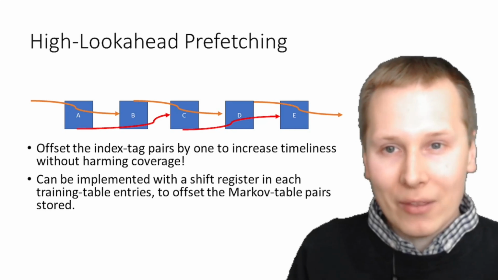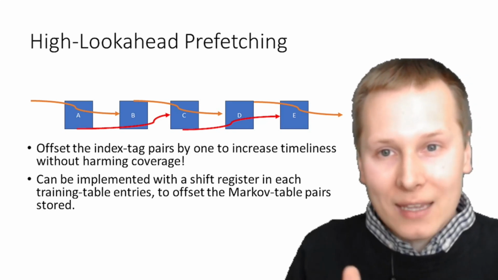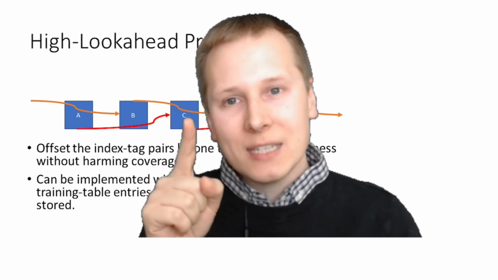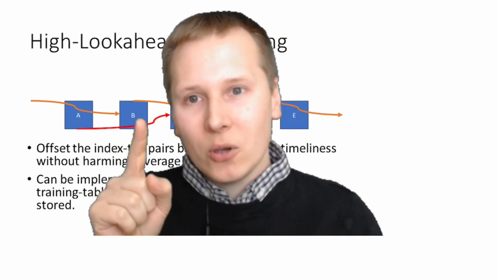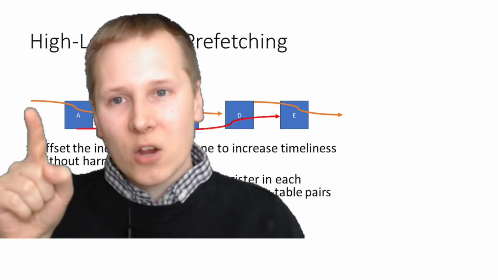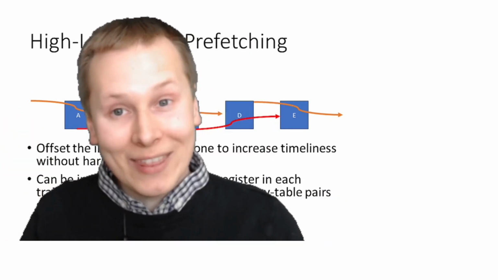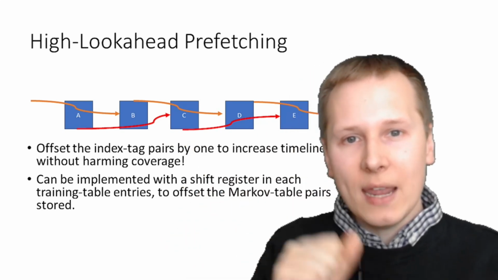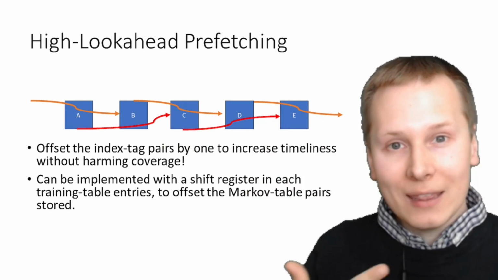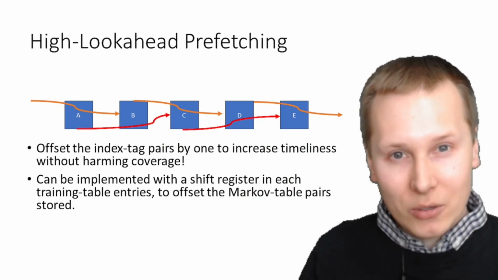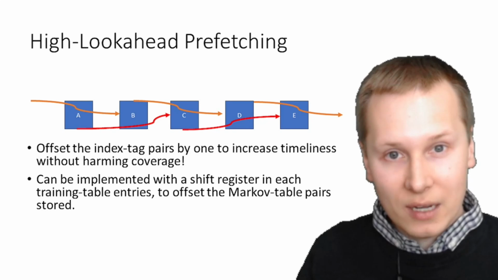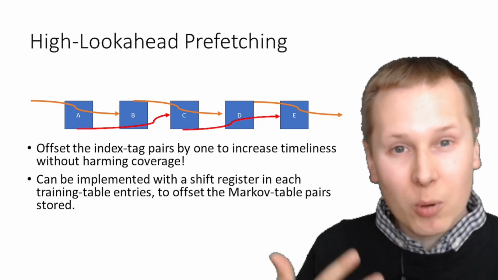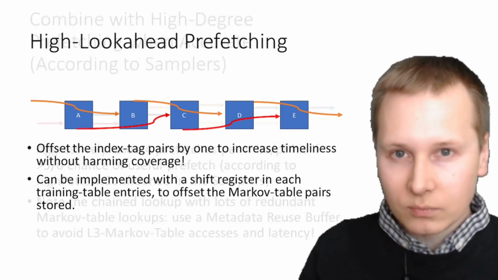What you can do about that is actually offset the index-tag pairs. Why do we need to store B when we look up A? Why don't we store C instead? B can be stored at some other index over here, let's say Z, or Zed for the Americans, and so on, right? B can store D, C can store E. If we do an offset like this, which we can implement using a tiny shift register for each entry in the training table, we can achieve the same level of coverage, but with a lot better timeliness.